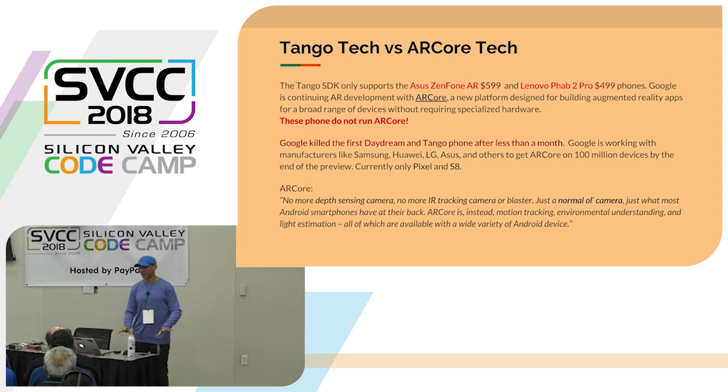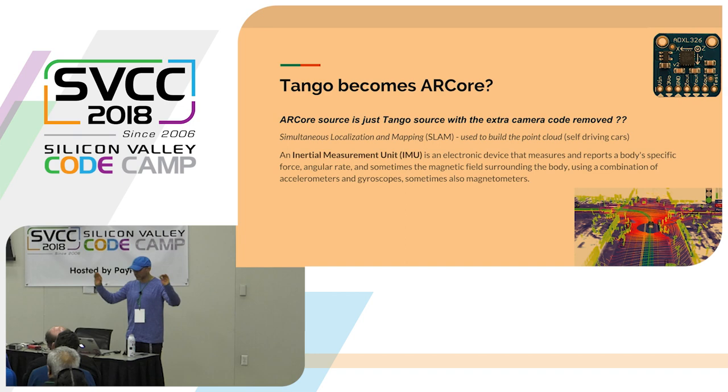So now they say we do ARCore. We don't need the depth sensing camera. We don't need the IR tracking or the blasting. It's just a normal camera. You're like, wow, that's amazing how they do that. They do it because the phones these days have an inertial measurement unit. Now, we all have internal measurement units in us. The way it works is if I close my eyes and take a step back, I can easily step forward to the exact position that I stepped back from, because I have an internal measurement unit.